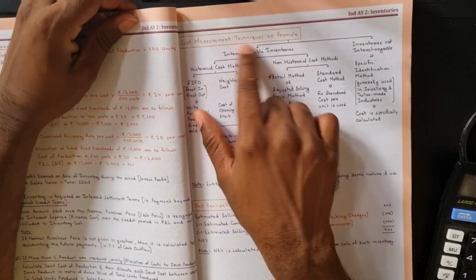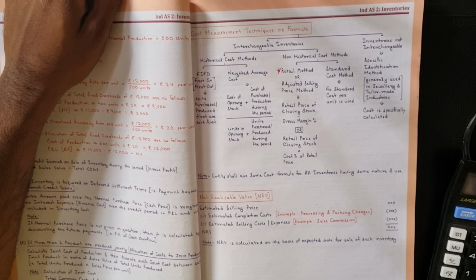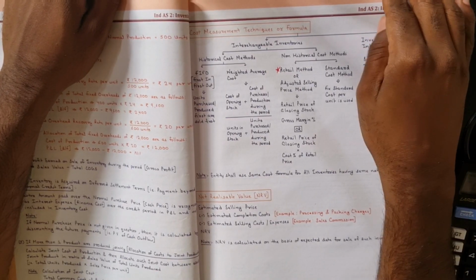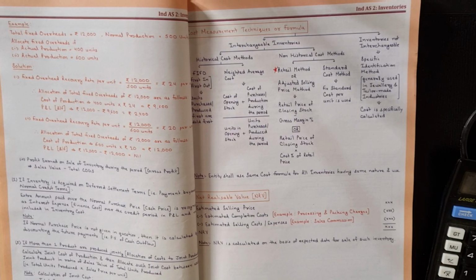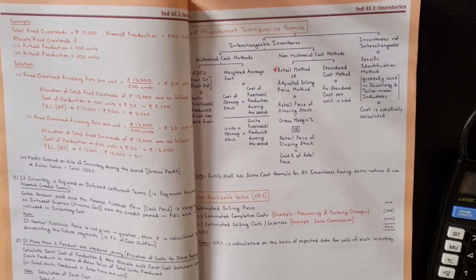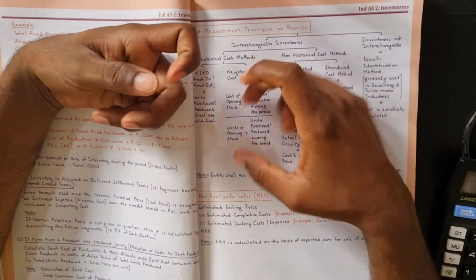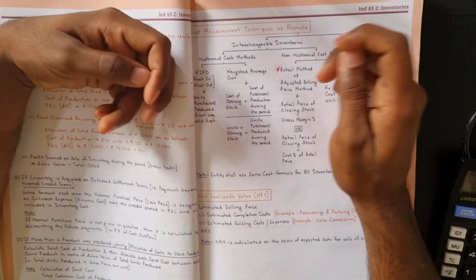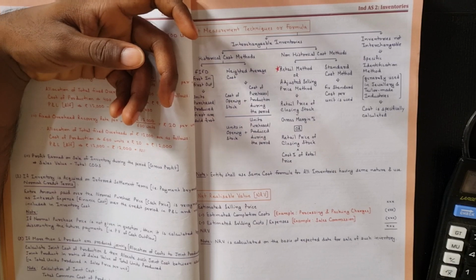Next we have cost measurement techniques or formulas. How do we measure cost? What is a formula? We'll see. First thing we have is interchangeable inventories and non-interchangeable inventories. We have two things: one is interchangeable, another one is non-interchangeable. Means what? There are identical units and non-identical units.